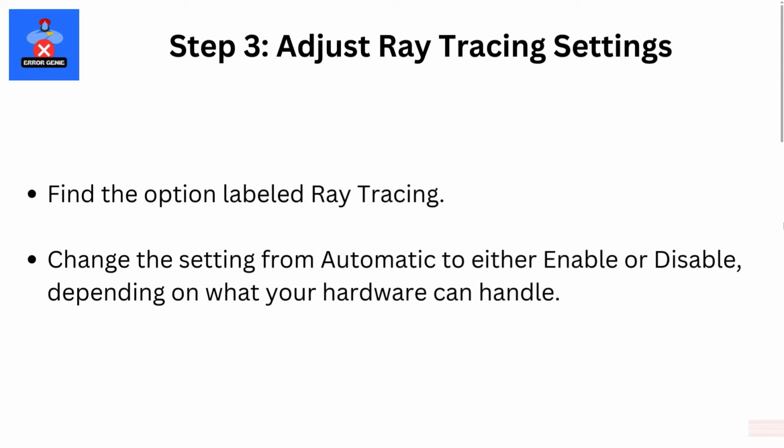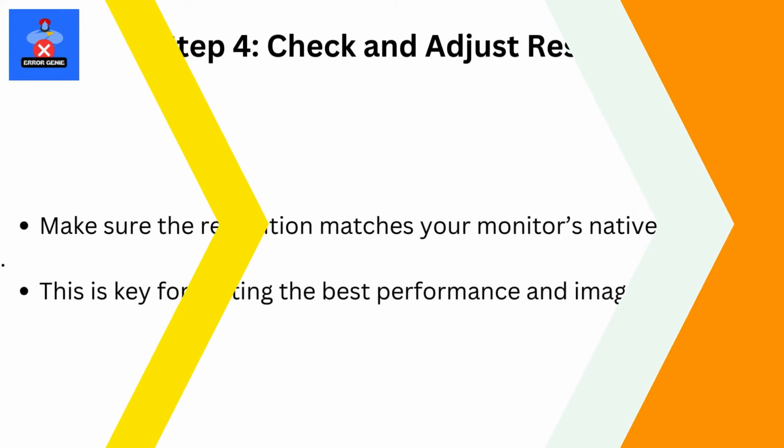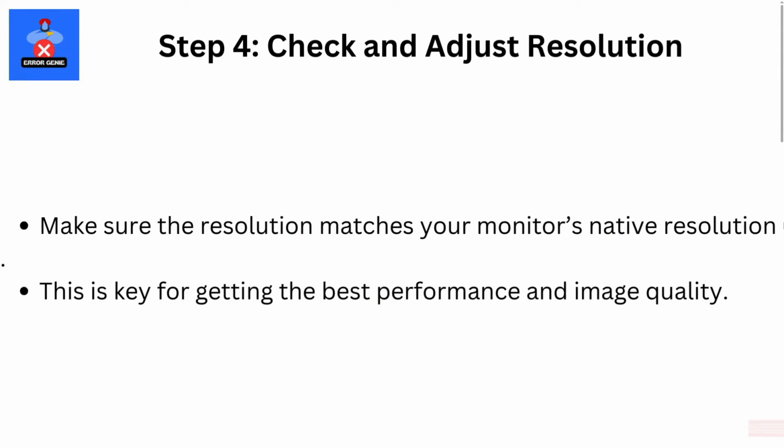Next, adjust Ray Tracing settings. Find the option labeled Ray Tracing and change the settings from Automatic to either Enable or Disable, depending on what your hardware can handle. After that, check and adjust resolution. Make sure the resolution matches your monitor's native resolution. This is key for getting the best performance and image quality.